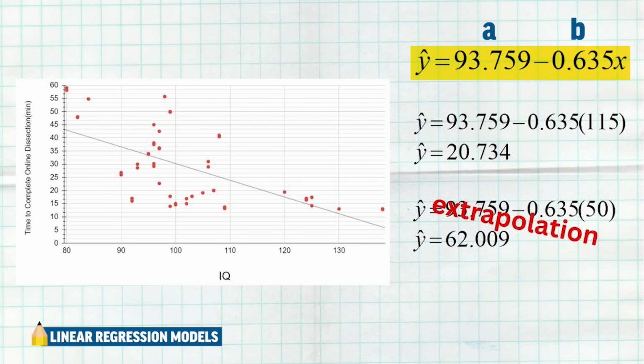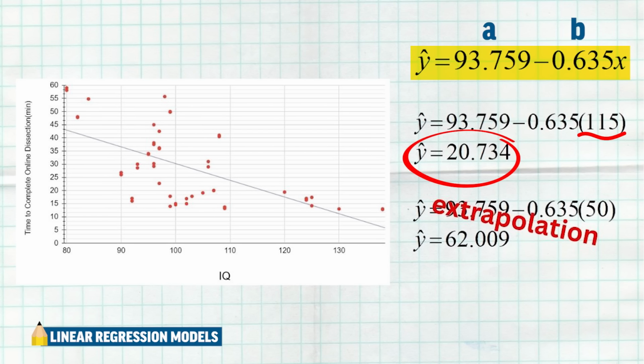So in this first example, we wanted to predict how long it would take a student with an IQ of 115 to complete the online dissection. That's exactly what a linear regression model does. It takes that explanatory variable, in this case 115, we plug it into the equation, and out comes the predicted time to complete the online dissection. So for a student that has an IQ of 115, we would predict somewhere around 20.734 minutes for them to complete the online dissection. Now, notice in this next example, I wrote something over top of it called extrapolation.